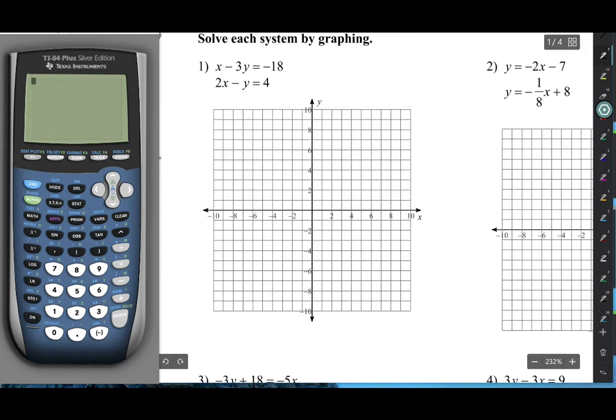So, simply put, solving by graphing. Hopefully your graphing skills are up to date. There are some different ways you can do these. If you want to put things into y equals, that can be helpful. So if we solve this first equation, negative 3y equals negative x minus 18, and divide everything by negative 3, we would have y equals 1/3 x plus 6.